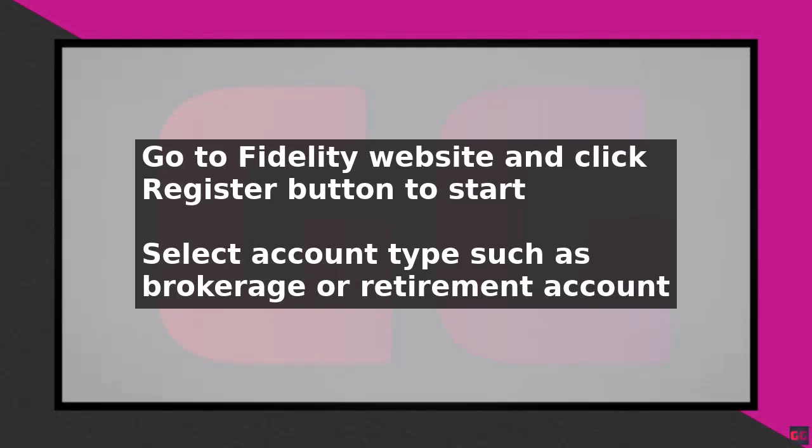To register for Fidelity Online Banking, start by going to the Fidelity website and clicking on the Register button. You will be prompted to select the type of account you want to register, such as a brokerage account, retirement account, or other. Choose the correct account type and click Next.